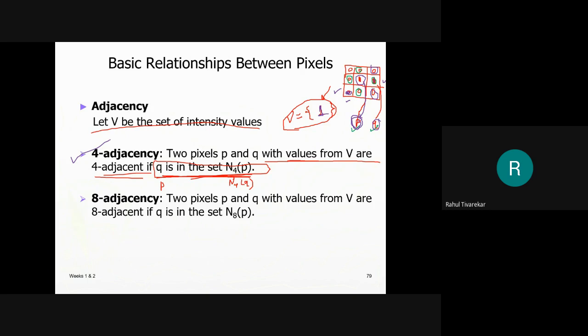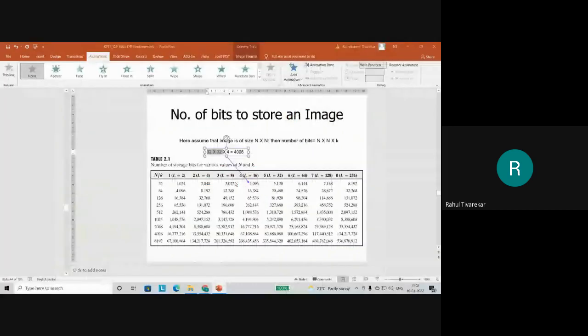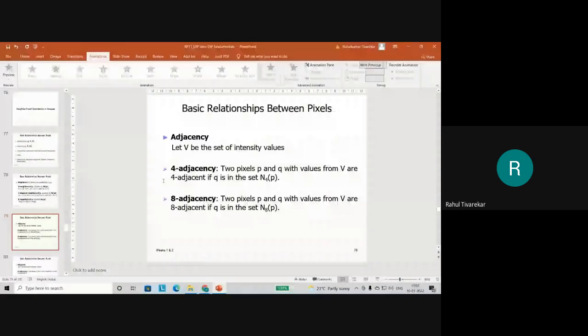Okay, so we will stop here today, and we will continue from 4 adjacency in the lecture that we will have at 3:15. Okay, if you have any doubts, you can ask.